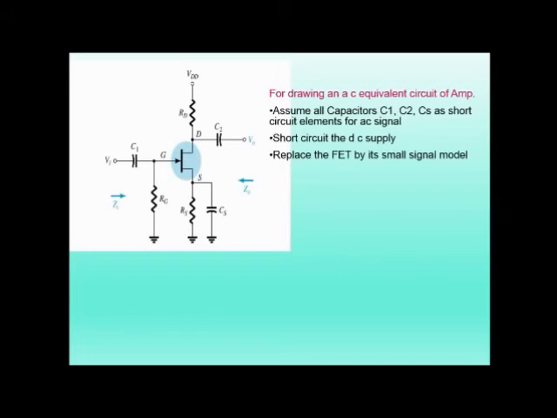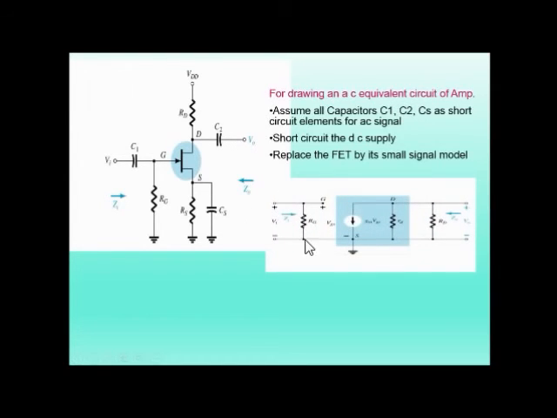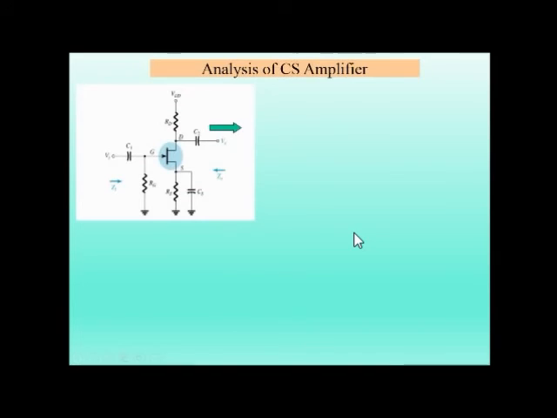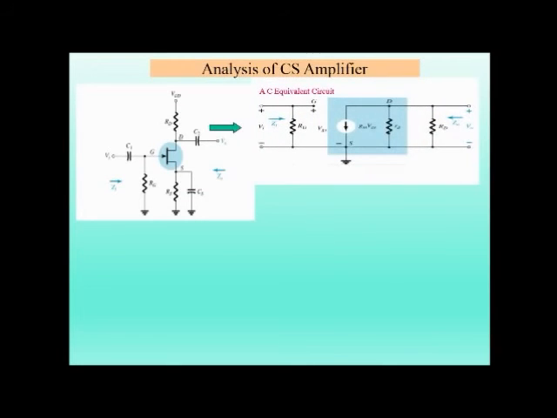Now for drawing an AC equivalent circuit of an amplifier, assume all the capacitors C1, C2, Cs as short circuited elements, and short circuit the DC supply also. Then replace the FET by a small signal model. If you are acquainted with the small signal analysis, you can easily make it. Then you have to replace this FET by its small signal model. And after that you will get the AC equivalent circuit of such common source amplifiers.